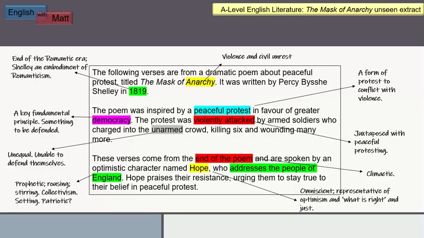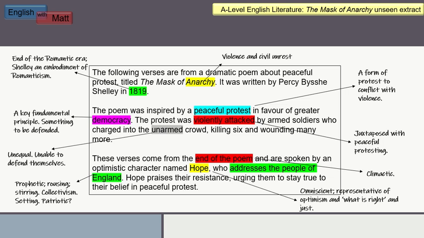So here we have a number of different clues which all link in some way to the study of literature or the study of political and social protest writing. We've got the word anarchy, which means violence and civil unrest, juxtaposed with the phrase peaceful protest. Whenever you've got the word protest, and the word protest is also in the module of this course, then you know that that's going to be important.